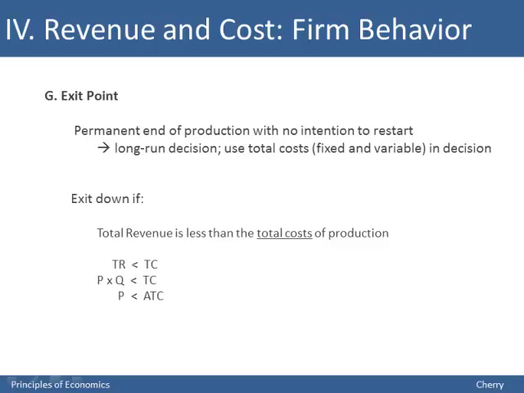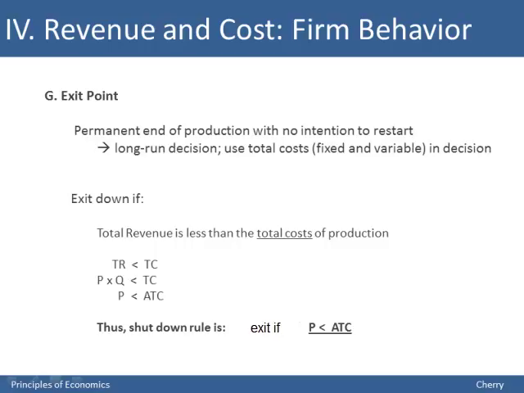So we can write this as TR is less than TC. Total revenue is less than total cost. So we're rewriting total revenue as P times Q again and dividing through by Q. We can isolate price and use that as the signal. So price being less than average total cost, that would indicate that you should exit the market. And that's the exit point. So you want to exit if price is less than average total cost.